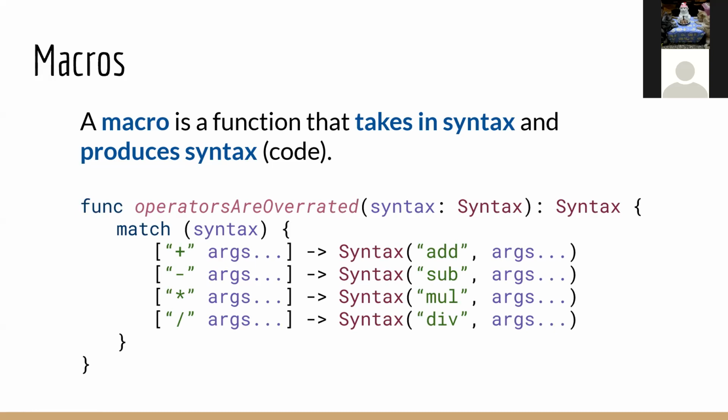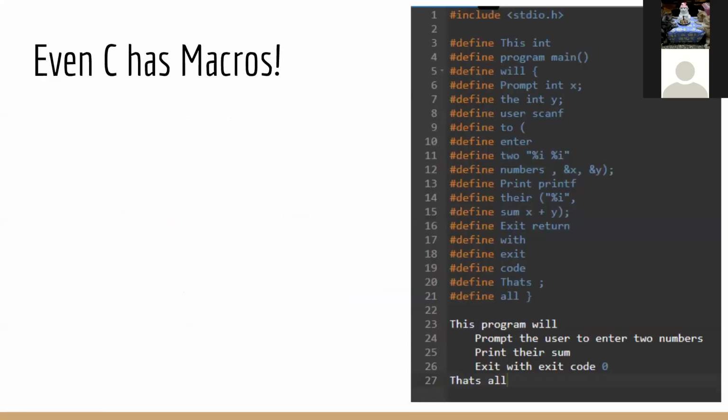Yeah. So I know C++ allows you to define your own operators in some ways, to count as a macro. Even C has macros. Yeah, great segue. So you can do things like this.